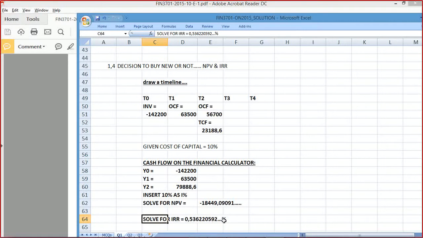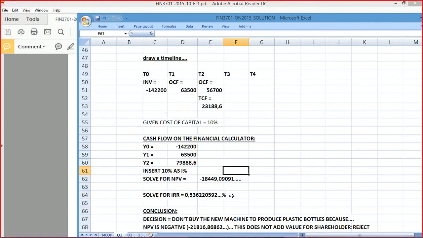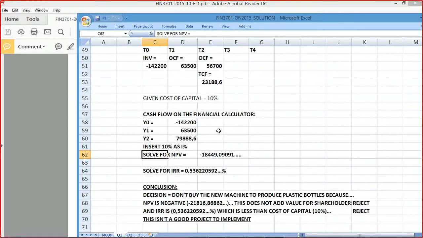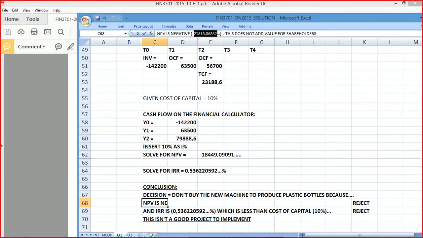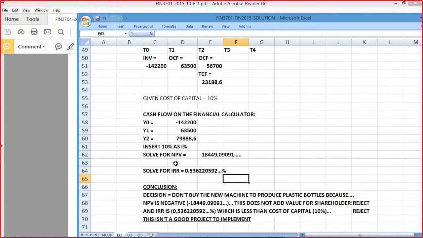I'm still going to check 63, 26,700. So the NPV changes. 188.6 equals cash flow, and then I just solve for IRR, no interest. That's 0.53%. Is that correct? Fine. So it's just the NPV that we need to update. That's the right answer, so negative 18,000.